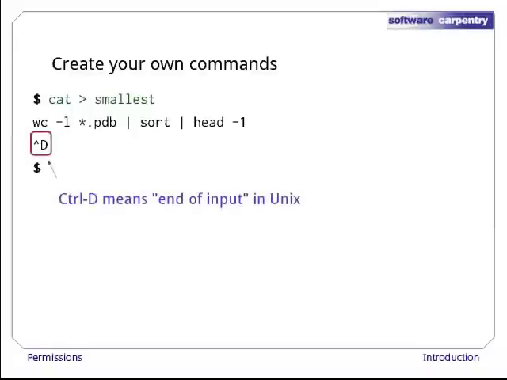Ctrl-D means end of input on Unix. It's how we tell cat, or any other program, that there's nothing more coming from the keyboard. The equivalent control character on Windows is Ctrl-Z.